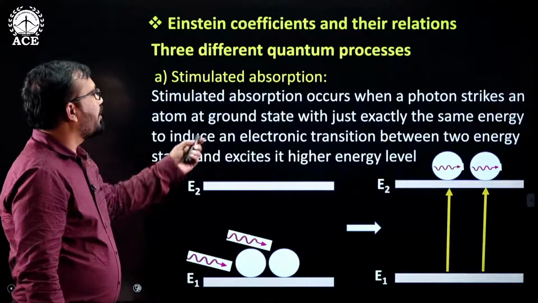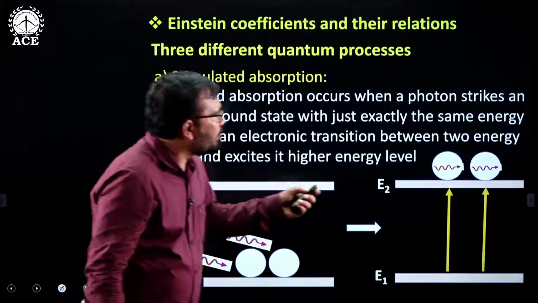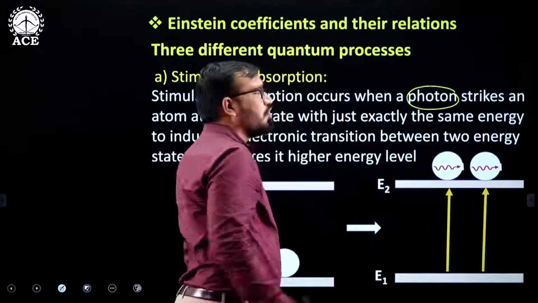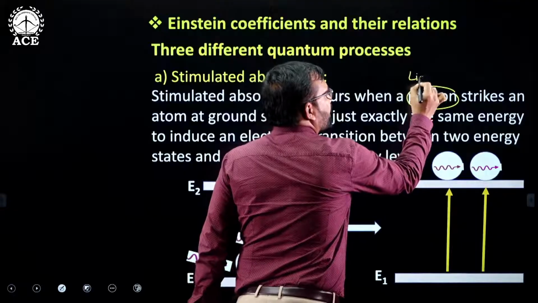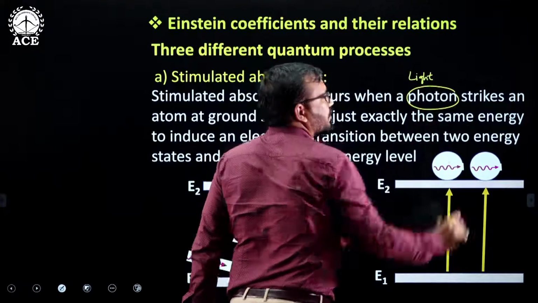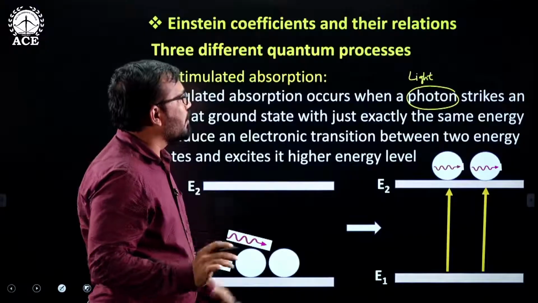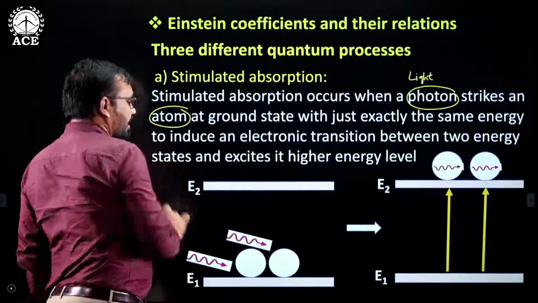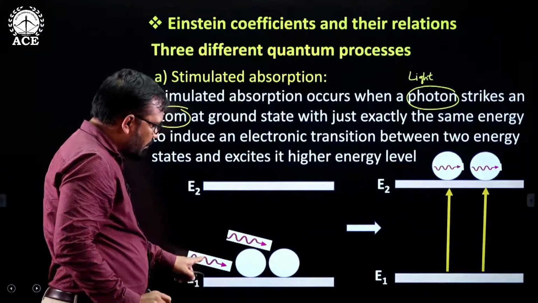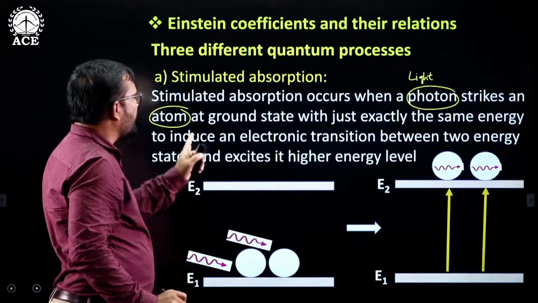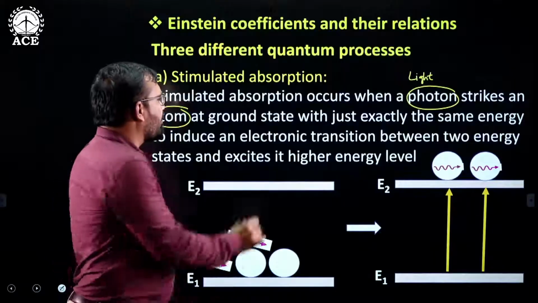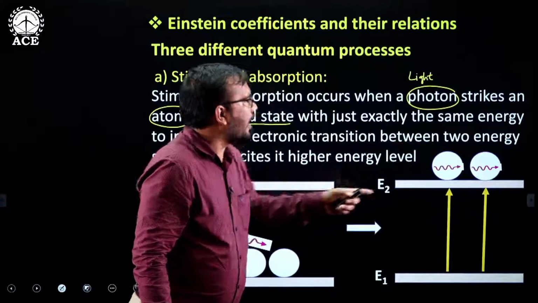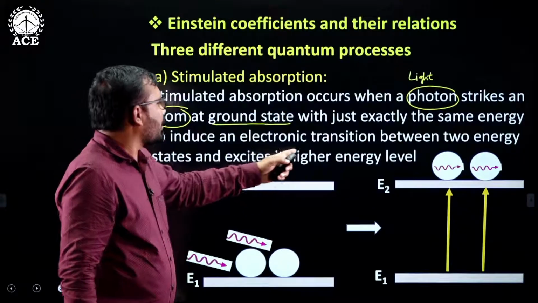So stimulated absorption occurs when a photon strikes an atom. What is a photon? Photon is nothing but light, a packet of energy. A photon is striking the atom, which is present in the ground state, inducing an electronic transition.